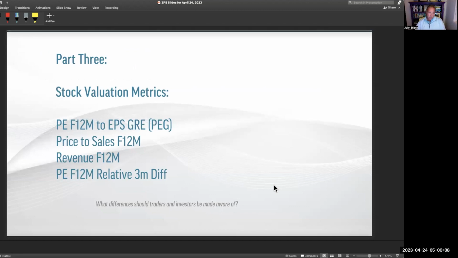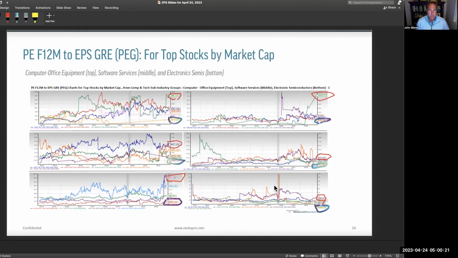Stock valuation metrics. Of course, this matters. PEG ratio we'll go through first. Price to sales we'll go through second. Then we'll drop into the forward look on revenue and finish up with the forward look on PE ratios. PEG ratio, of course, is where I like to go first. I've circled both good and bad. Of course, a low PEG ratio is what you want. High PEG ratio is probably an overvalued stock.